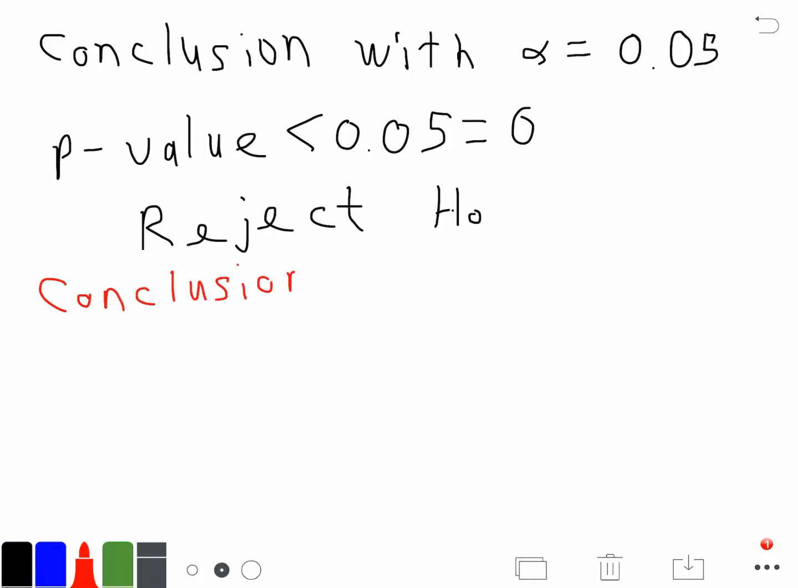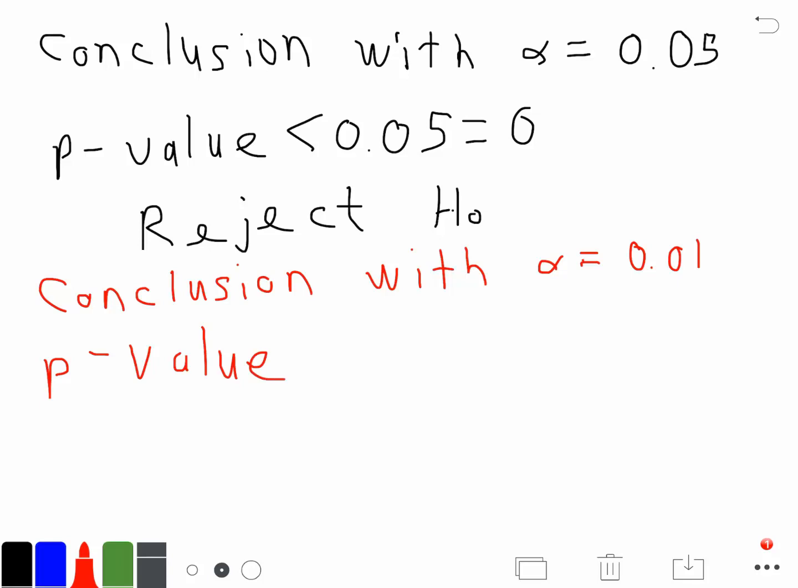Next, let's do a conclusion with alpha equal to 0.01. Well, p-value being between 0.02 and 0.05 is obviously greater than 0.01, which is equal to alpha this time. So since p-value is greater than alpha, we will fail to reject when alpha is 0.01.